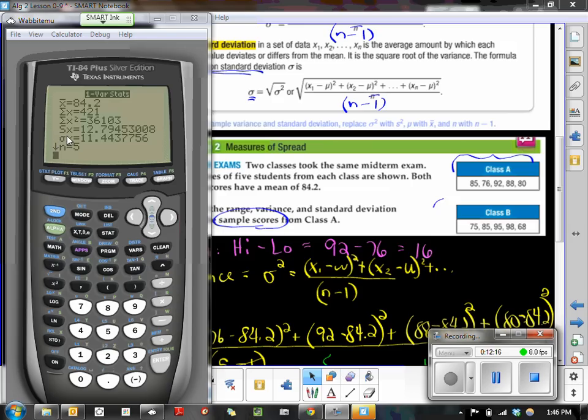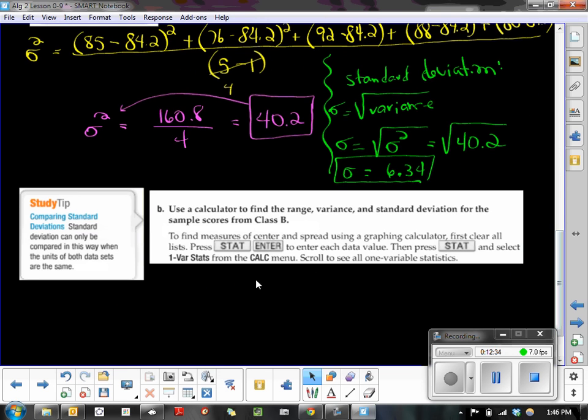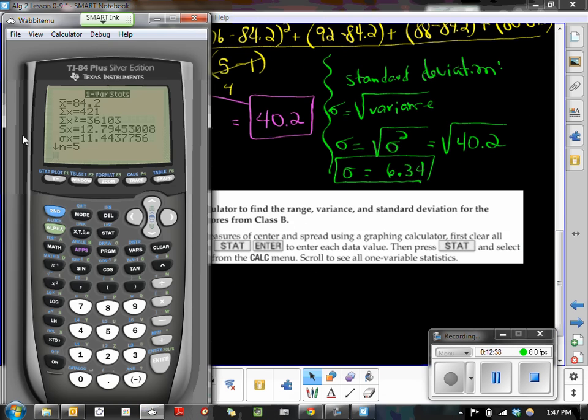Here's where we finally find some of the information that we want. The Sx and the sigma x are your standard deviations. The sigma x is your population standard deviation, and the Sx is your sample standard deviation. So since we're working with a sample, when we answer this problem, find the range, variance, and standard deviation for the sample, we have to use the Sx for standard deviation.